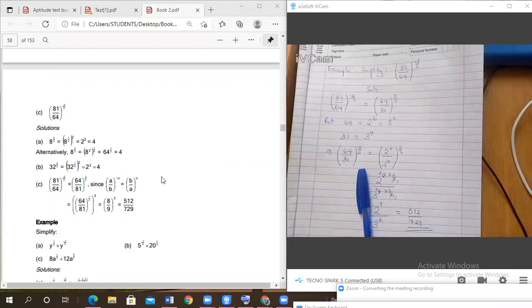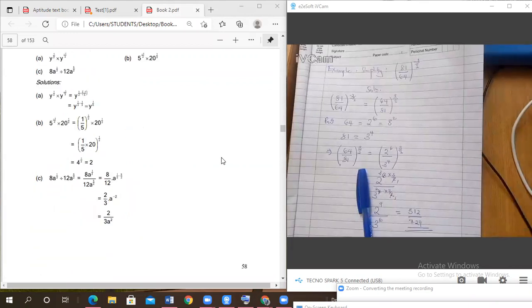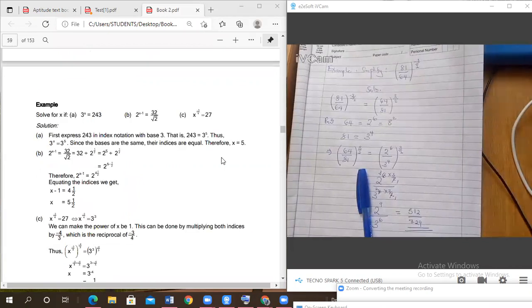Members, if that one is true, now let's go and see how we use indices to solve equations. But before we move to that, I want to give you one more question on dealing with negative powers, how we get the reciprocals.